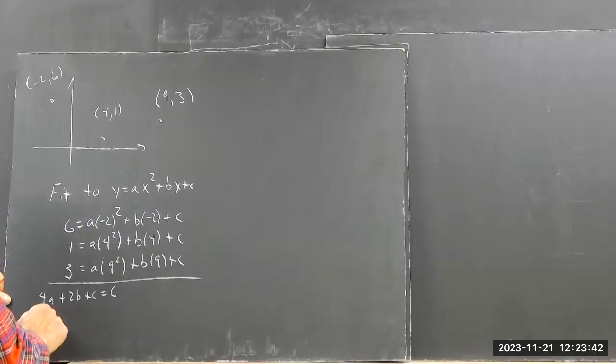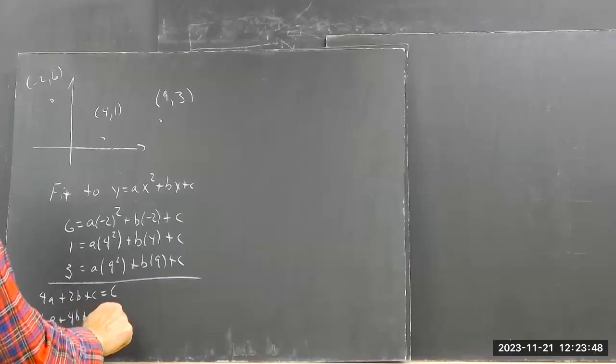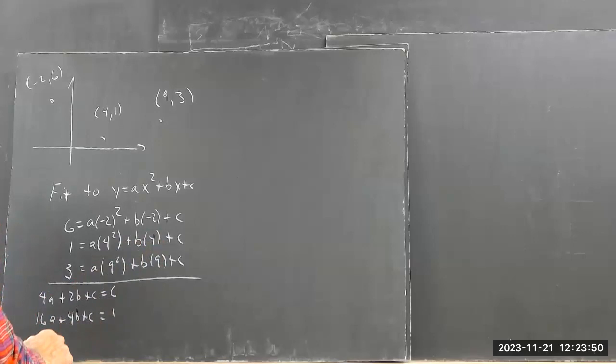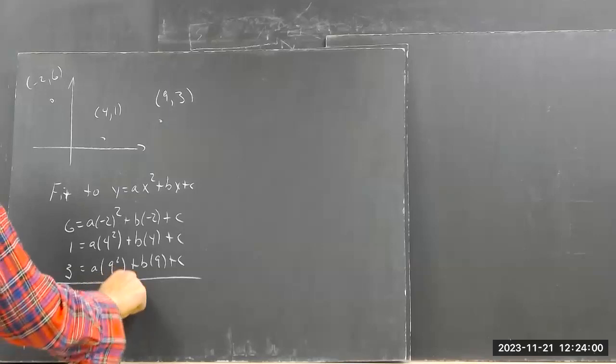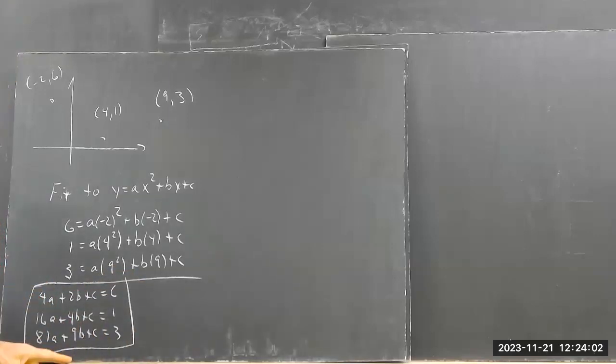We're going to get 16a plus 4b plus c equals 1 from this equation. And we're going to get 81a plus 9b plus c equals 3. And there's a system of 3 equations and 3 unknowns.